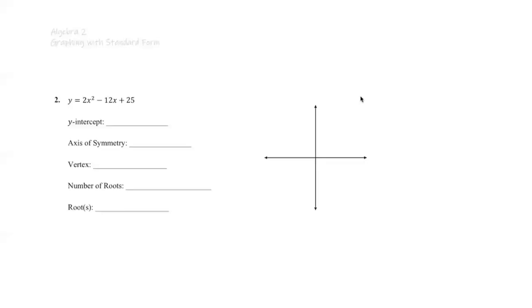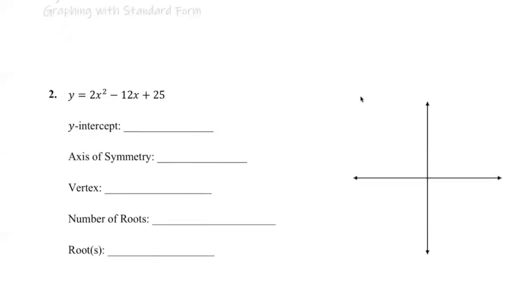Okay, for the next equation, we have y equals 2x squared minus 12x plus 25. Like the last question, we'd like to extract information the easiest way, by staring at it. So we know this is a parabola that's opening up. And also, we know that plus 25 is our c value, so our y-intercept is simply (0, 25).